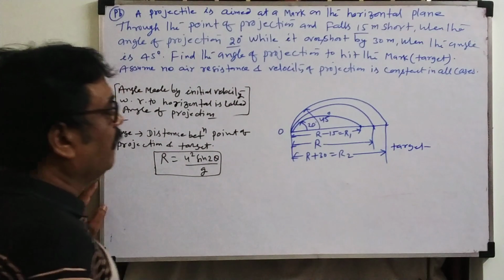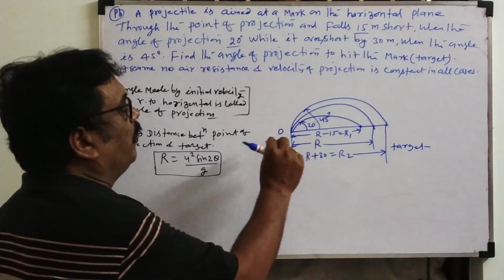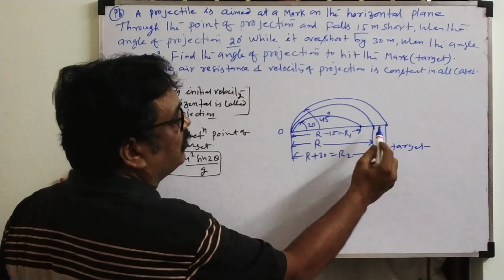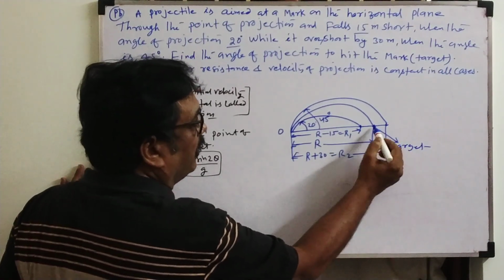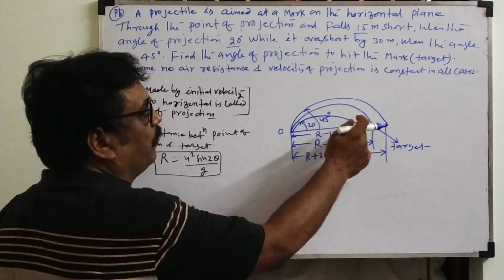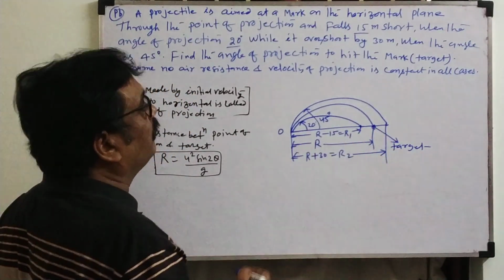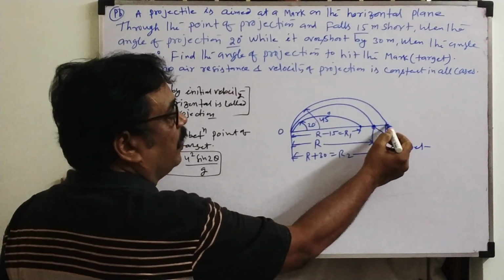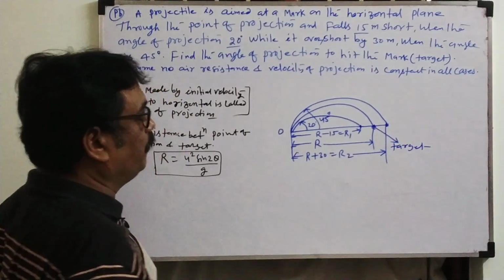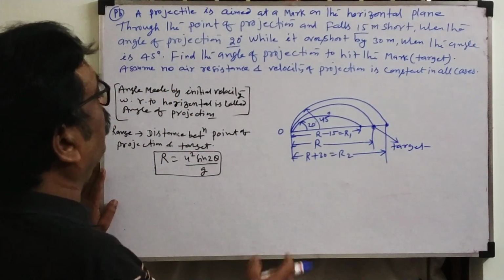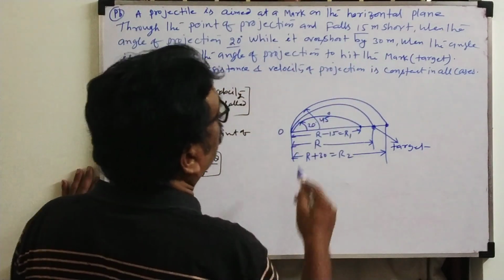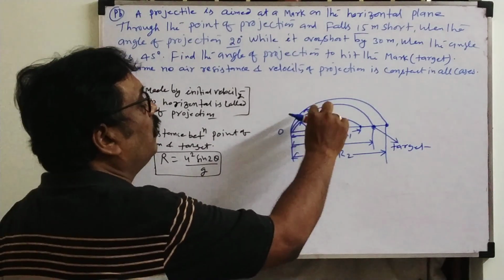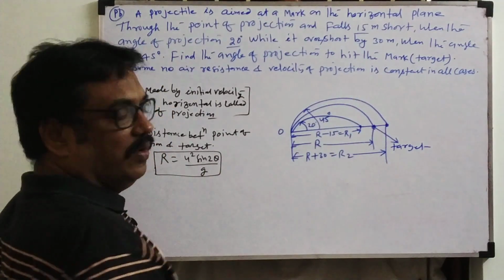If you throw the ball at 20 degrees, it does not hit the target. The ball falls 15 meters before it. When the angle is 45 degrees, it overshoots beyond the target, so R2 is equal to R plus 30. That is what is given. Now what are they asking? Find the angle of projection to hit the target. What angle should we throw at so that it hits the target? That is what we have to find out.